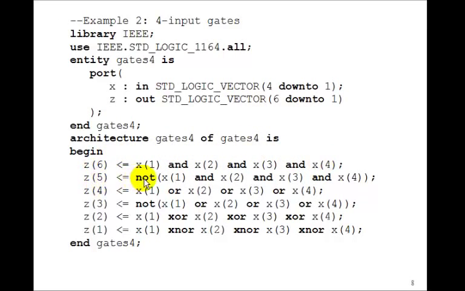Z5 will be the NAND gate, not AND. Z4 will be the OR gate, OR them all together. Z3 is the NOR gate, not OR. Z2 is the exclusive OR gate, 4 inputs again, and Z1 is the 4 input XNOR gate. So that's all there is to it. Just write the 6 logic equations in terms of the input X and giving the outputs Z.